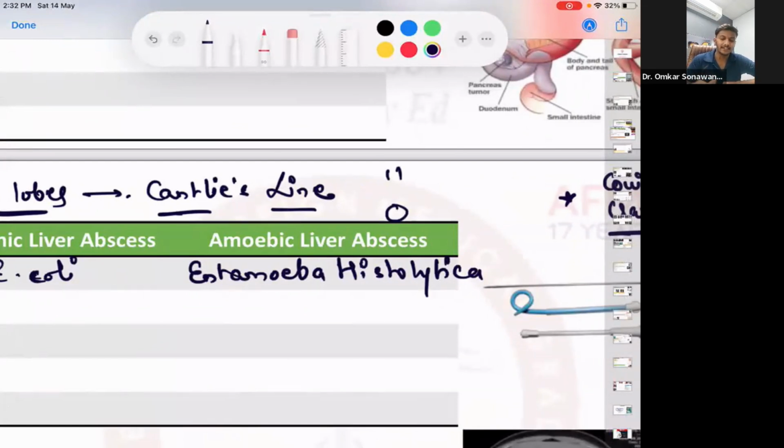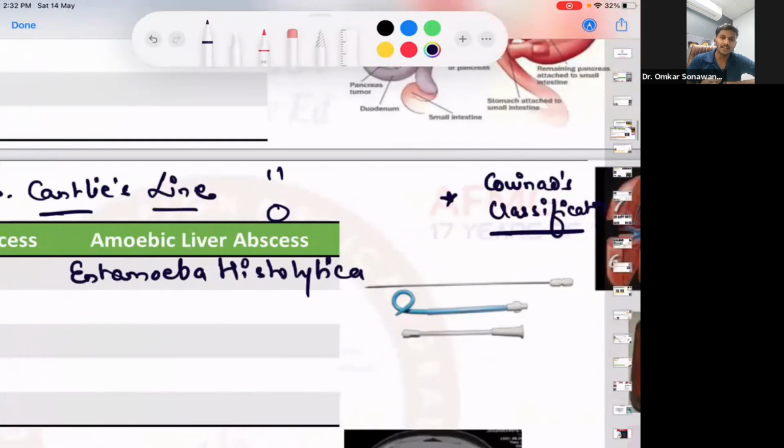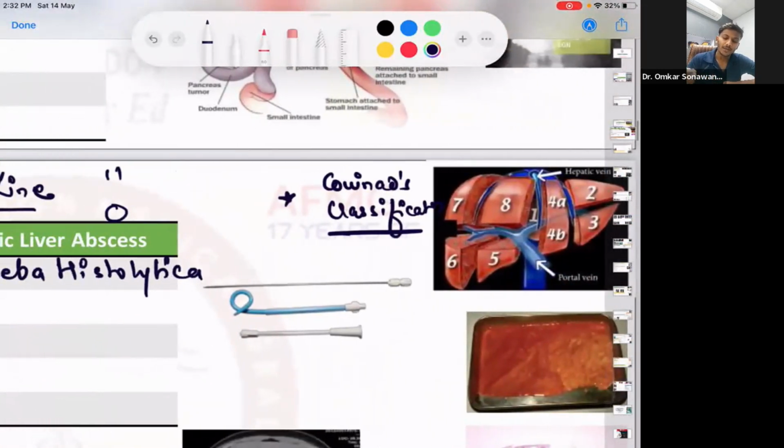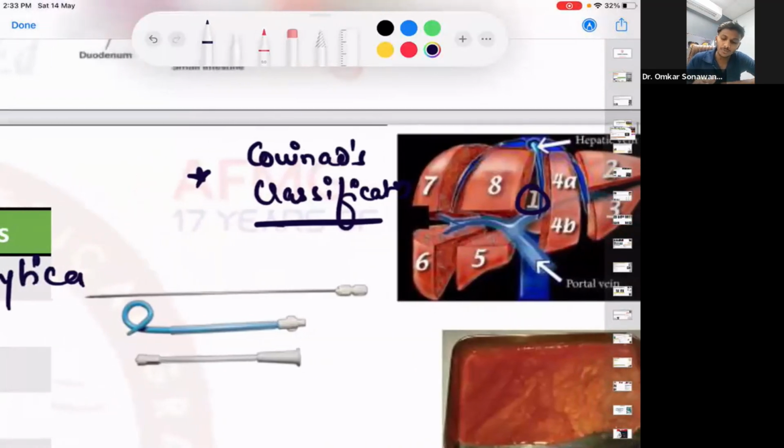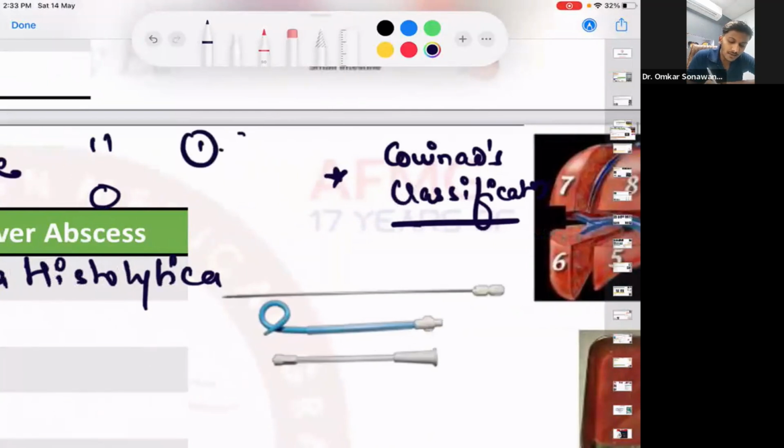And this Cantlie's line divides the liver into how many lobes? 2 lobes, that is your right and left lobe. But Couinaud's classification divides the liver into 8 segments, right? So these are all your 8 segments. The middle one, which is inside the liver, is called the first segment, and this first segment is also called the caudate lobe. Remember, the first segment is also called the caudate lobe.